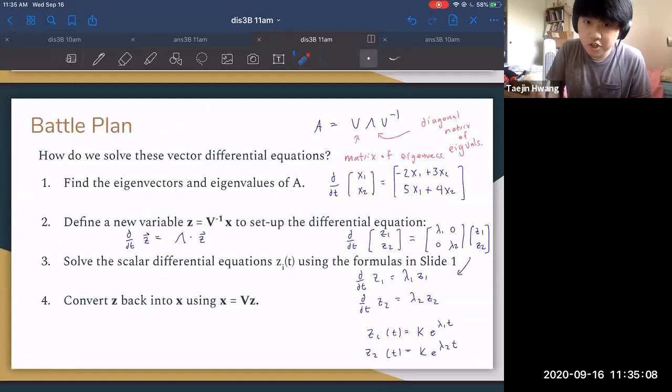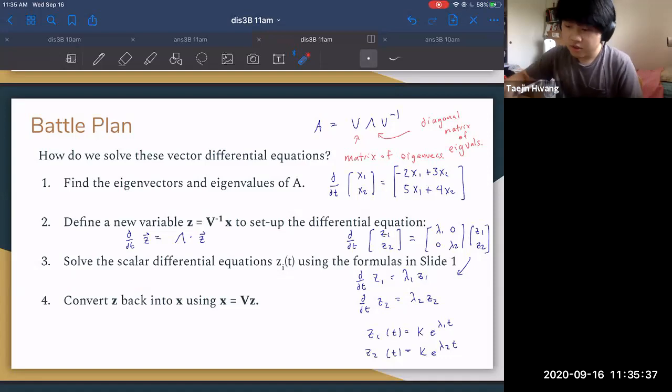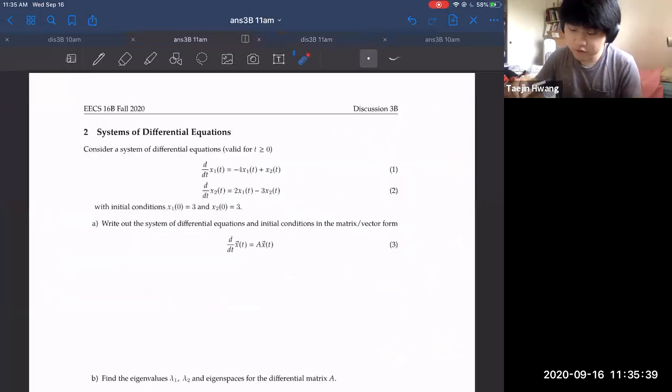We're going to do this in our discussion problem. We're going to define a new variable, z equals V inverse x. And now hopefully the V matrix makes a little more sense. This is a matrix of the eigenvectors of A. Then we're going to create a diagonal system where our differential equation is easy to solve. And then we're going to convert our solution back into x, because we've solved it in terms of z, but we want it in terms of x. So that's the overall plan for today.